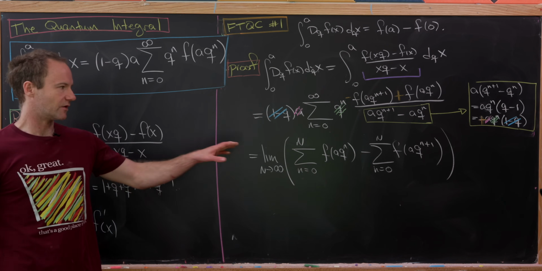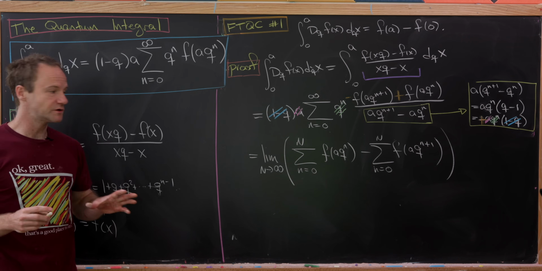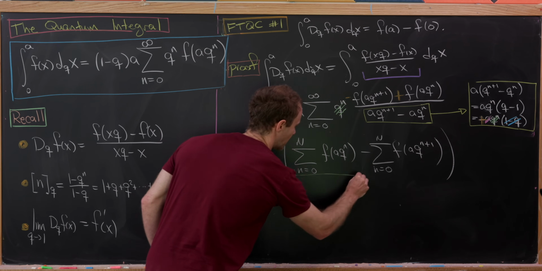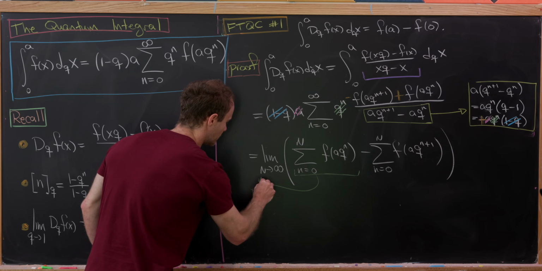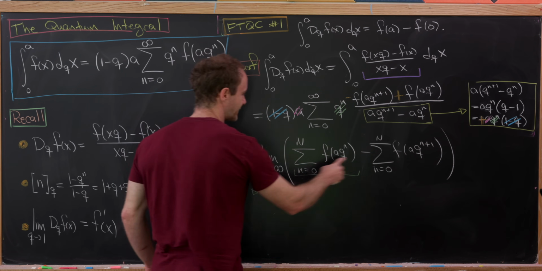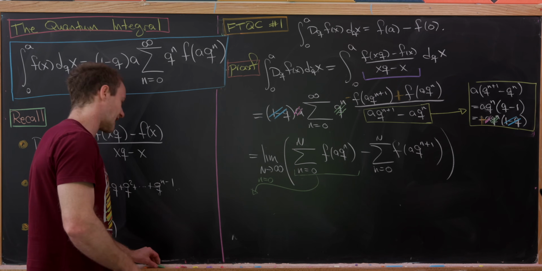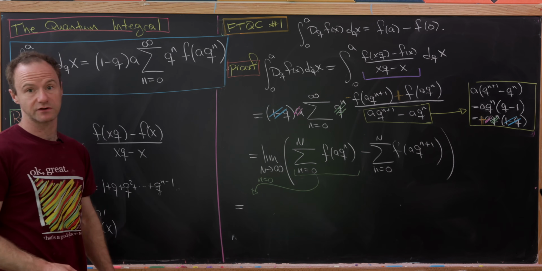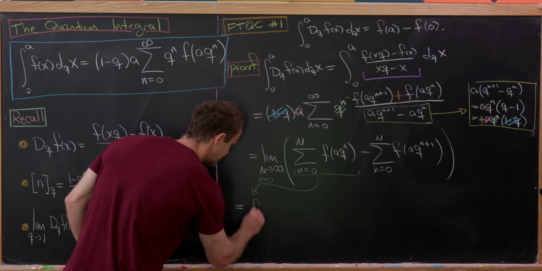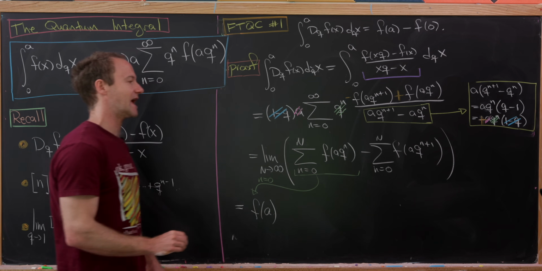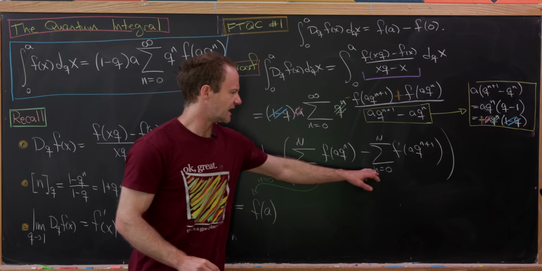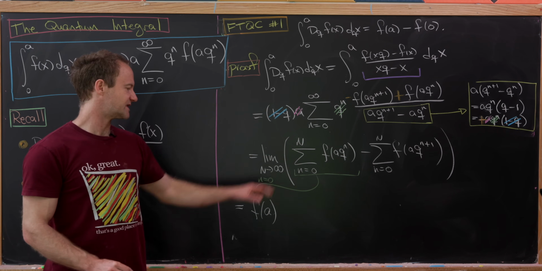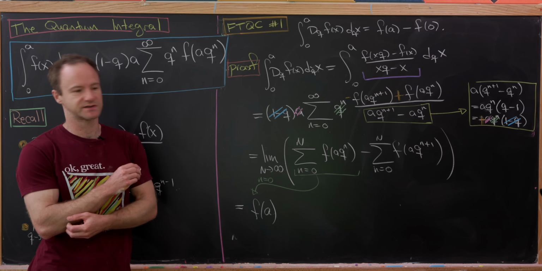But now check it out. These two sums have almost all of the same terms. This first sum has an n equals 0 term that is different than the n equals 0 term in the second sum. And in fact, it's pretty easy to check that the n equals 0 term in this first sum is equal to f evaluated at a. Whereas notice the n equals 0 term in the second sum is f evaluated at a times q, which is the n equals 1 term in the first sum.